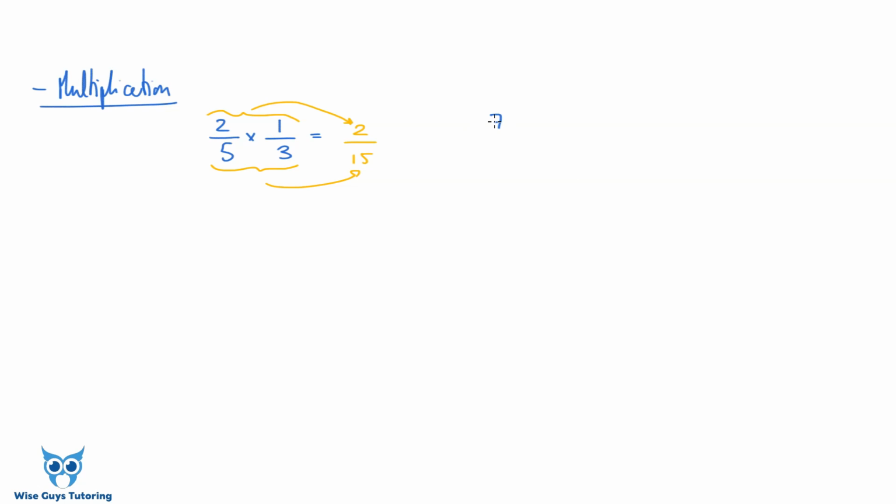So let's say I have 7/9 times 2/11. So I multiply the numerators, the top ones together, gives me 14. And the bottom ones together, 9 times 11, gives you 99. That's it. We're done. Now, there is a special case, you can call it.